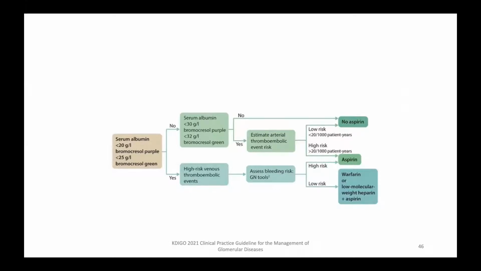If the bleeding risk is low, we start the patient on anticoagulation with heparin and warfarin. And if the patient has high bleeding risk, then we start the patient on aspirin. If the patient's serum albumin is more than 3, then the patient does not require prophylactic anticoagulation. If it is between 2 and 3, then we estimate the arterial thromboembolic event risk based on the Framingham risk criteria. If it is more than 20 per 1,000 patient years, then the patient should be started on aspirin.